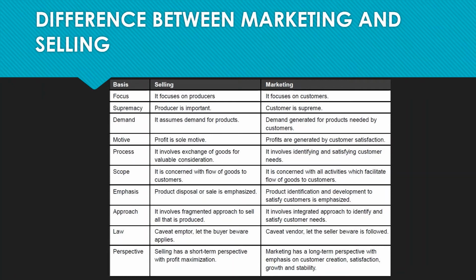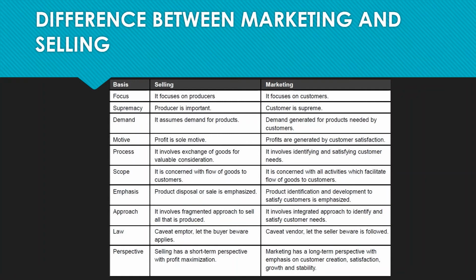Demand: selling assumes demand for products, while marketing generates demand for products needed by the customer. That means demand and supply. In selling, profit is the sole motive, and obviously in marketing the motive is customer satisfaction. In the selling process, it involves exchange of goods for valuable consideration, and marketing involves identifying and satisfying customers' needs. In marketing you have to identify the customer's needs.